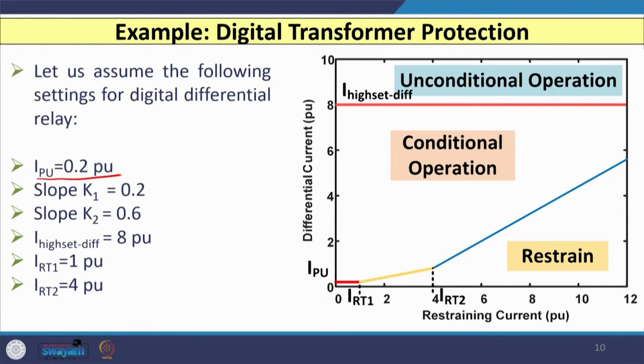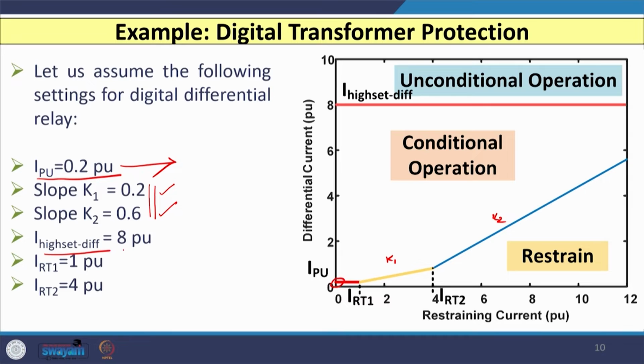With experience, most utilities will assume the following values. For I per unit, the utility or manufacturer will normally suggest the value 0.2 per unit. For the two slopes, assuming a dual slope characteristic is used, K1 is assumed as 0.2 and K2 is considered as 0.6. So, these two values, K1 and K2, you need to assume.